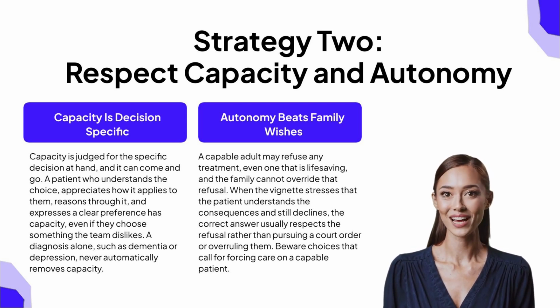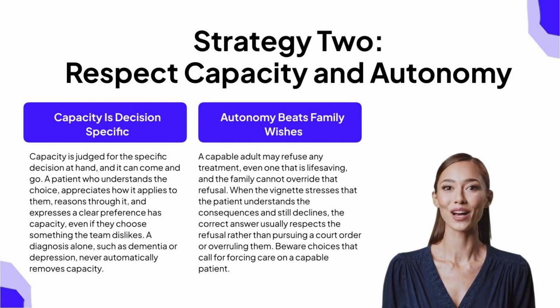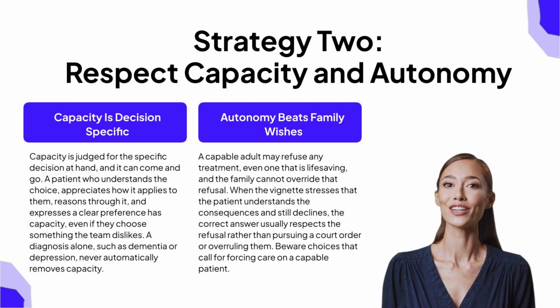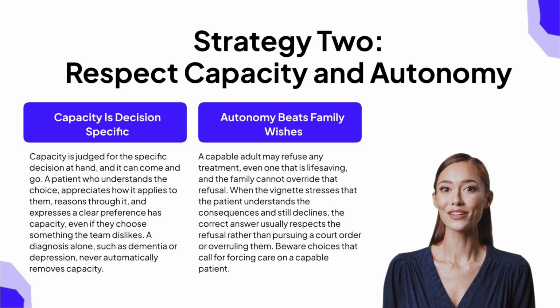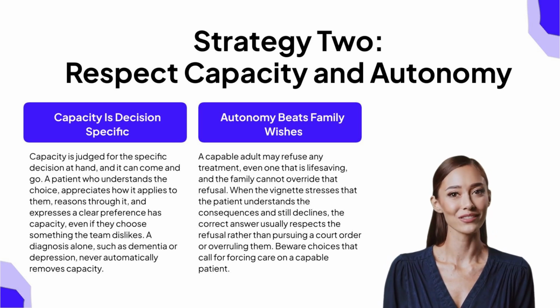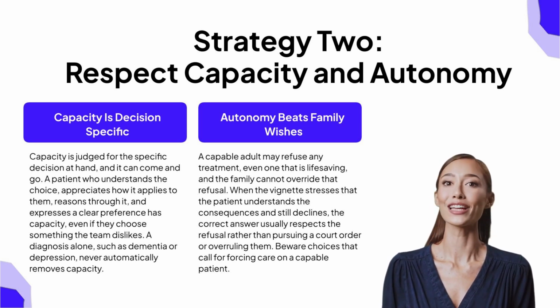Second, autonomy outranks family wishes. A capable adult can refuse any treatment, including one that would save their life, and relatives cannot veto that decision. When the stem goes out of its way to tell you the patient understands the consequences and still says no, the right answer almost always honors that refusal, rather than seeking a court order or pushing treatment anyway.